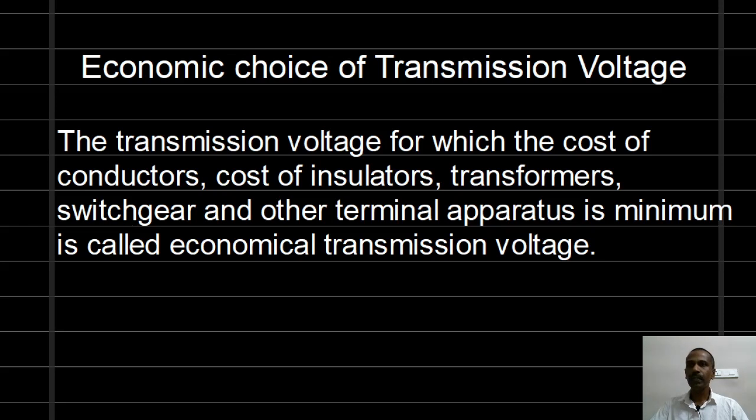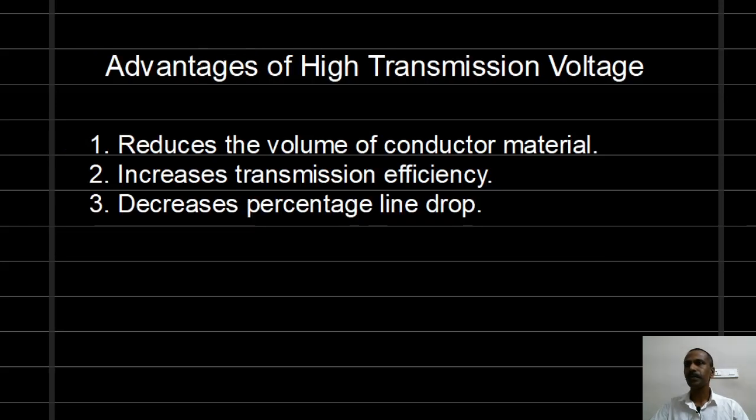The transmission voltage for which the cost of conductors, cost of insulators, transformers, switchgear and other terminal apparatus is minimum is called economical transmission voltage. The advantages of high transmission voltage are: it reduces the volume of conductor material required, it increases the transmission efficiency, then it decreases the percentage line drop. So obviously the high transmission voltage is having certain advantages.